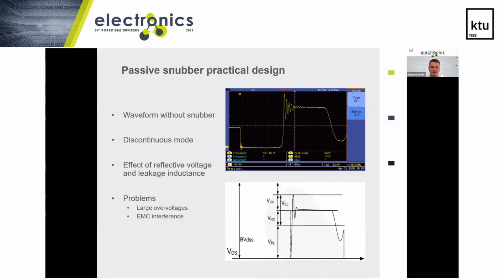Practical design. First of all, it is necessary to analyze the waveform of the switching element, which consists of three basic voltages. The upper right corner shows the real waveform without the use of snubbers and clamping circuits. And below this figure is the composition of the waveform, which consists of VDC, the DC link voltage, VRO, the reflected voltage, and VOS, the overshoot voltage caused by leakage inductance.